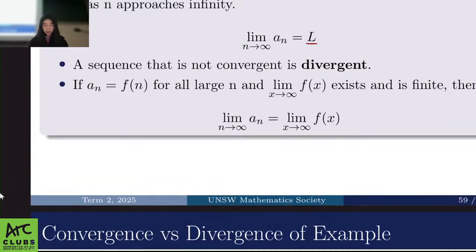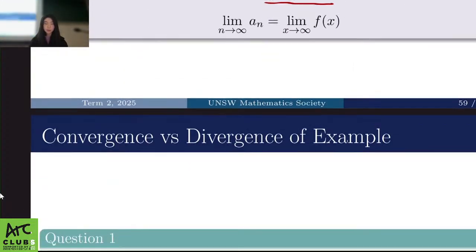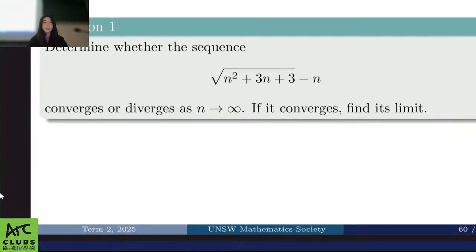So, because we know that sequences are very similar to functions, we can also write that if a sequence is given by this formula, and the limit for this function exists for very large n's, then we can write that the sequence is also going to converge, similar to how the function converges. Right, so basically comparing sequences and functions. So let's get on with an example.